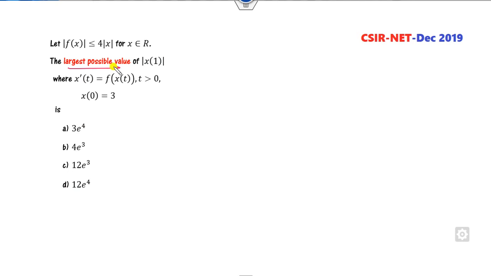Okay, which is the largest possible value of the x1? That's very simple. So this value I can consider f of here. What is the f of this? Because this is the upper bound, I can simply take it as equality. So what is that? X dash. What is the f of this?